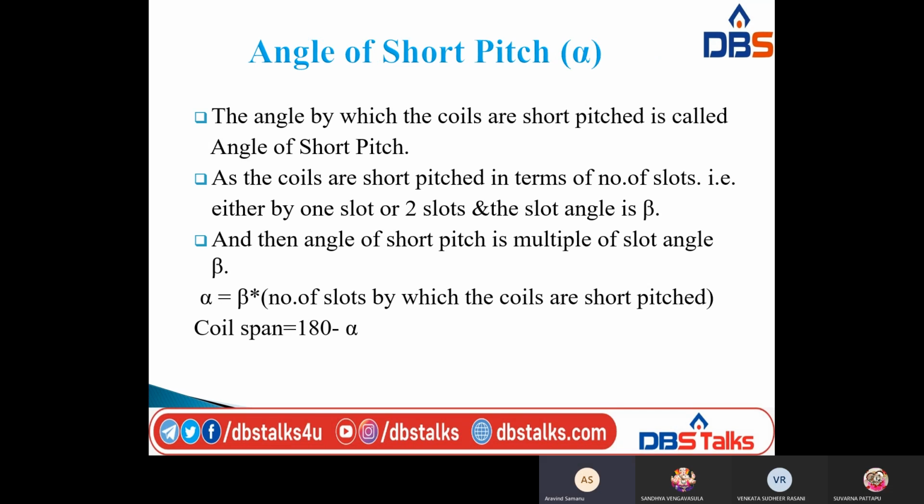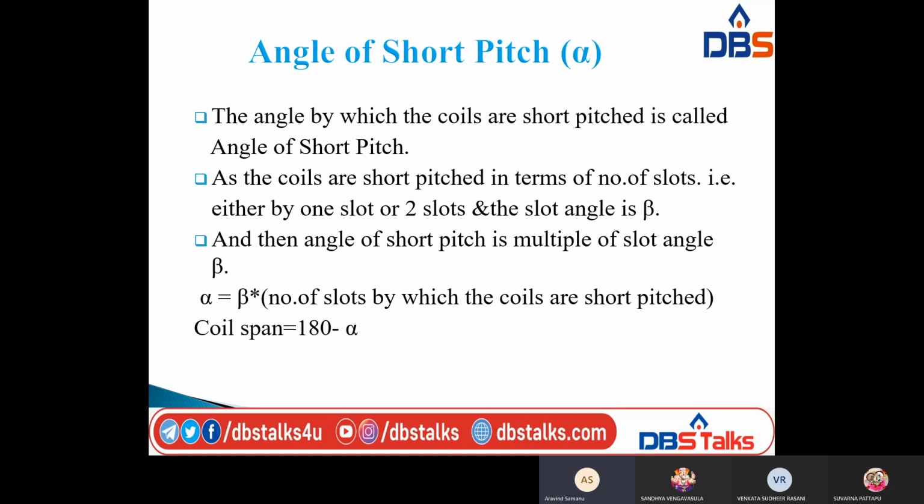One more small concept is the angle of short pitch, that is alpha. What is meant by angle of short pitch? The angle by which the coils are short pitched is called the angle of short pitch. As the coils are short pitched in terms of number of slots, either by one slot or more slots, and the slot angle is beta, the angle of short pitch, alpha, is a multiple of slot angle beta.